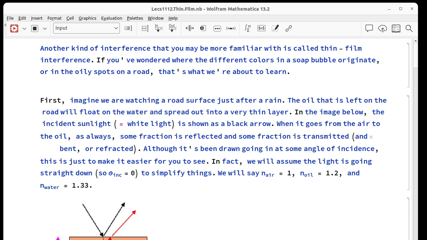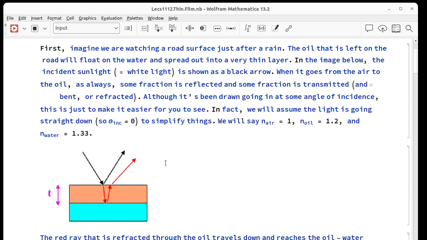There's another kind of interference that you're probably familiar with, or at least you've seen, called thin film interference. If you've wondered why soap bubbles have all the different colors that they have, or why the oily spots on the road have little rainbows in them, that's what this is about. It's called thin film interference.